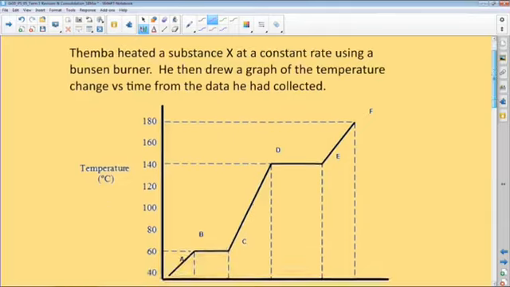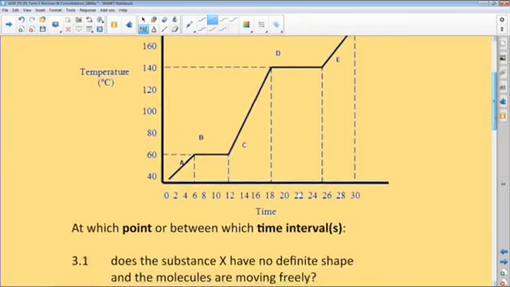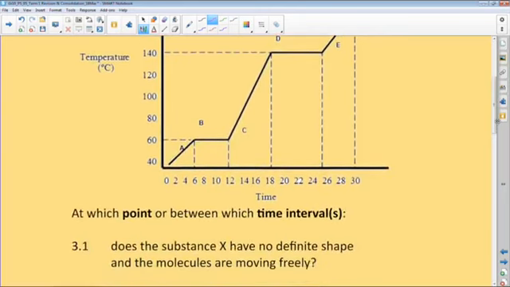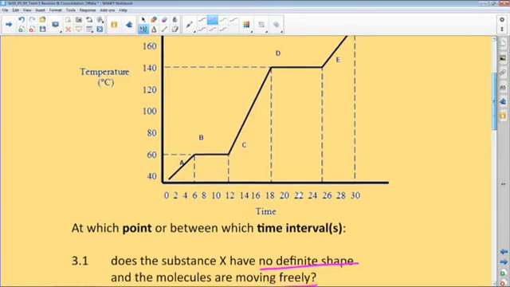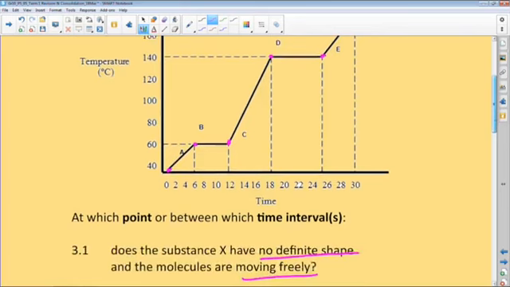Now, I would like you to try these questions. At which point or between which time interval does substance X have no definite shape, and the molecules are freely moving? Now, it's very important that we draw our attention back to the graph. So it can either be between a time interval or between maybe points A and B, as we have shown. So that's our A, B, C, D, E, F. Okay, just 10 seconds for that. Okay.